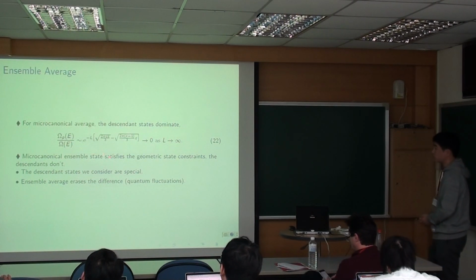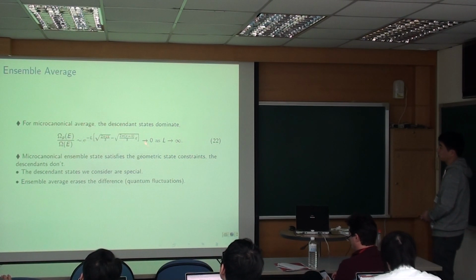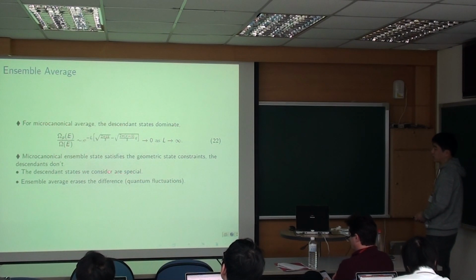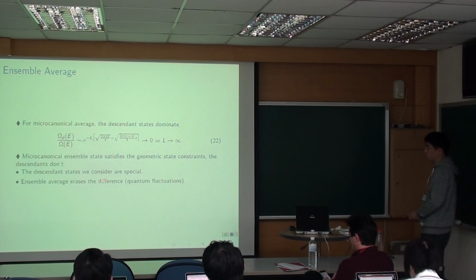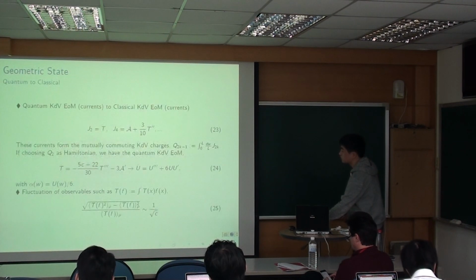For the ensemble average, I want to study the microcanonical average. The descendant state of the energy is dominant in this limit. But the microcanonical ensemble satisfies the geometric constraint and the descendant doesn't. So for the descendant state we consider, there are some possible explanations. One is that the descendant state is just special, or that the ensemble average just erased the difference. I prefer the first one, but this is still unsolved, I think.